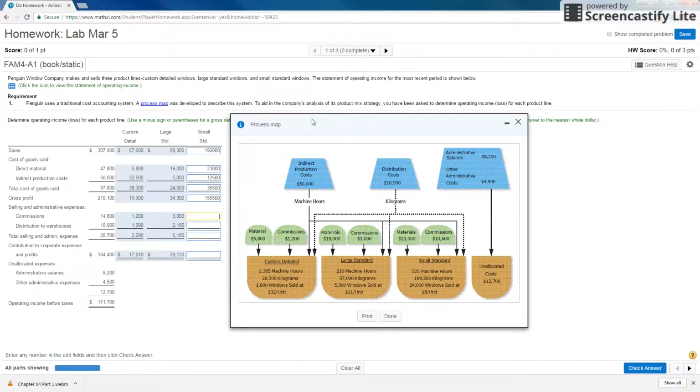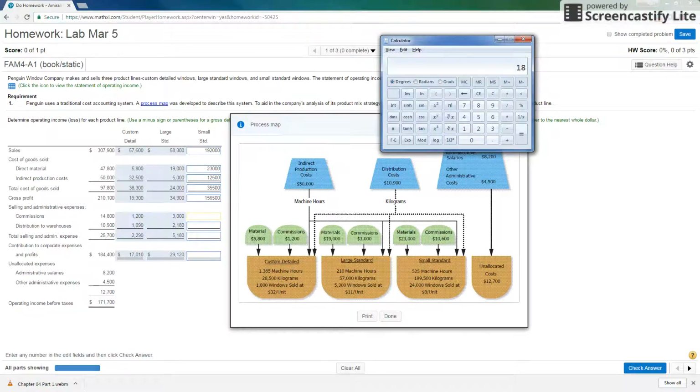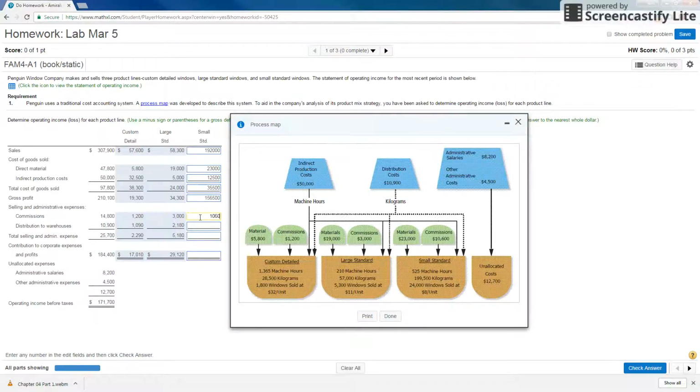So as you saw in the first video, I didn't make it to complete this one. Now we have time to calculate those. So for the commissions, we do the numbers 14,000, which is the total 14,800 minus 1,200 for the first product, 300 for the 3,000 for the second product, and the total left is 10,600.